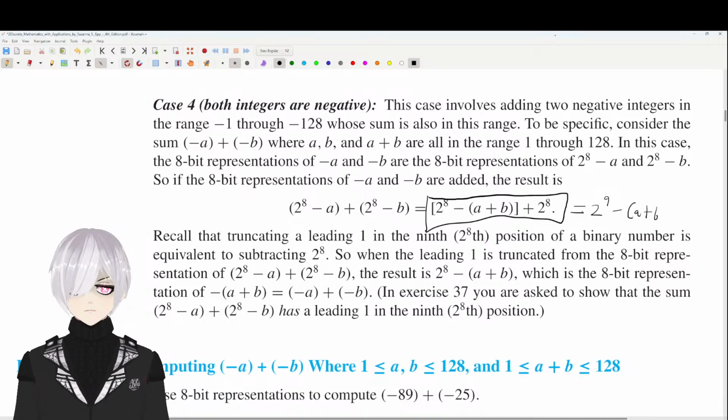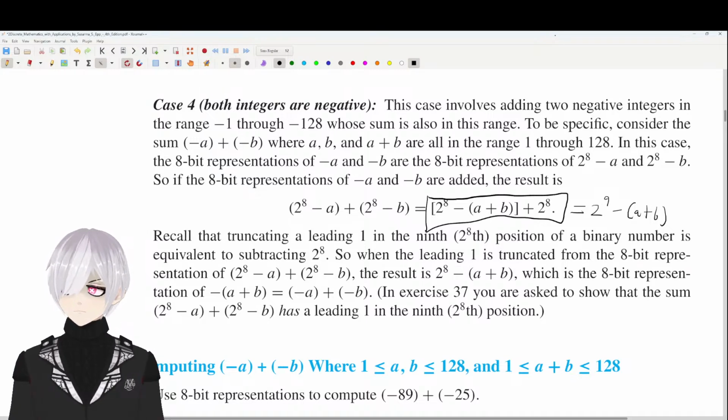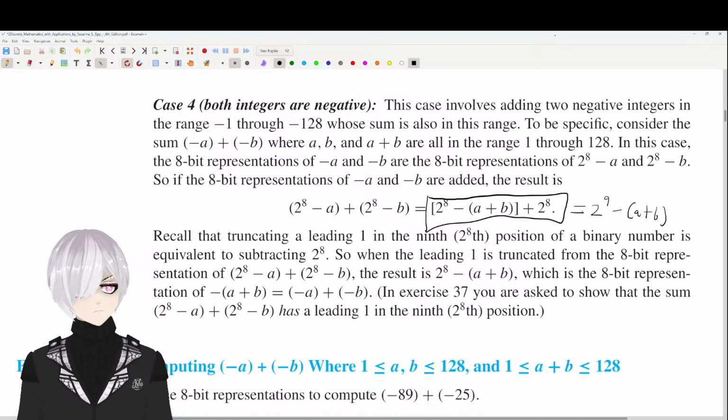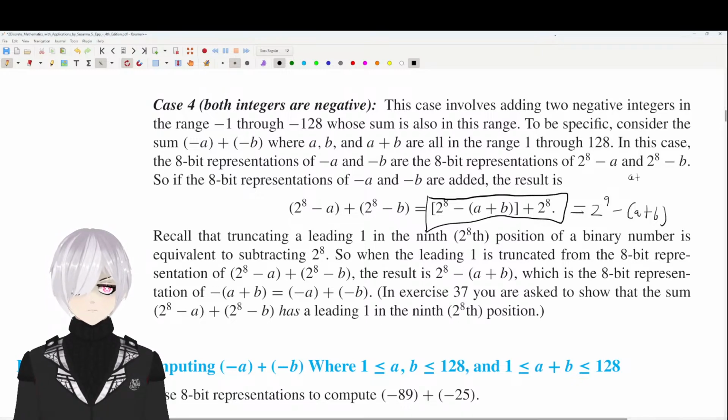Right. So exactly, any x such that 2 to the eighth is less than or equal to x, which is less than 2 to the ninth, will have a leading one in the 2 to the eighth position. So pretty much we want numbers from 256 to 511, because 512 is 2 to the ninth. Anything from 256 to 511 is going to have a leading one in the 2 to the eighth position. And we need to show that this number, 2 to the eighth minus (a plus b) plus 2 to the eighth, is in that range. It's something from 256 to 511.